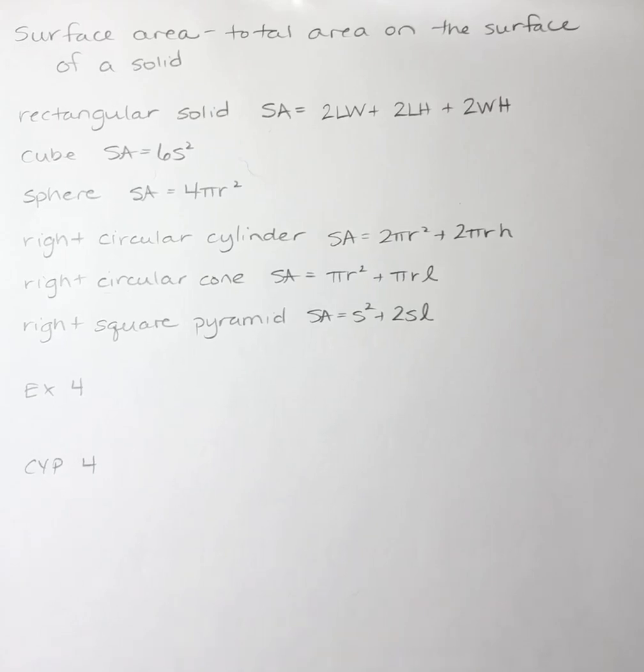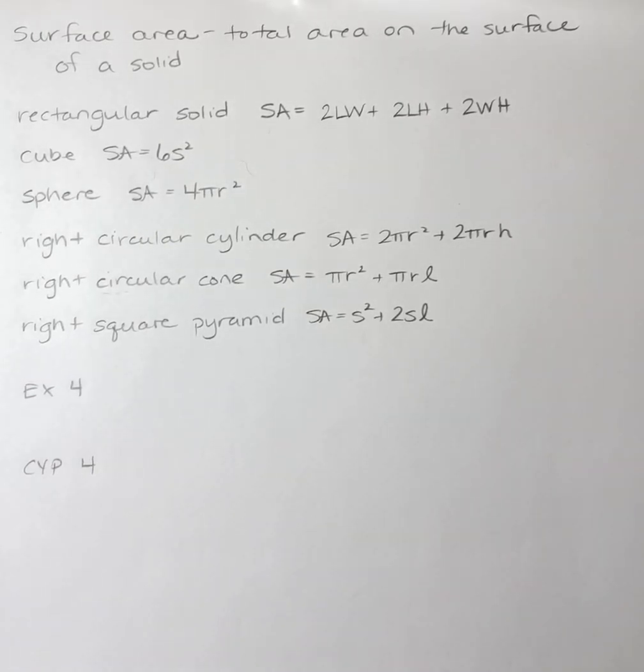All right, now we have surface area. Surface area is the total area on the surface of a solid. So if you took a box and you took the area of each of the 6 sides of that box, that's its surface area. If you took a baseball and you peeled the leather covering off and you found the area of that leather covering, that's the surface area, okay?